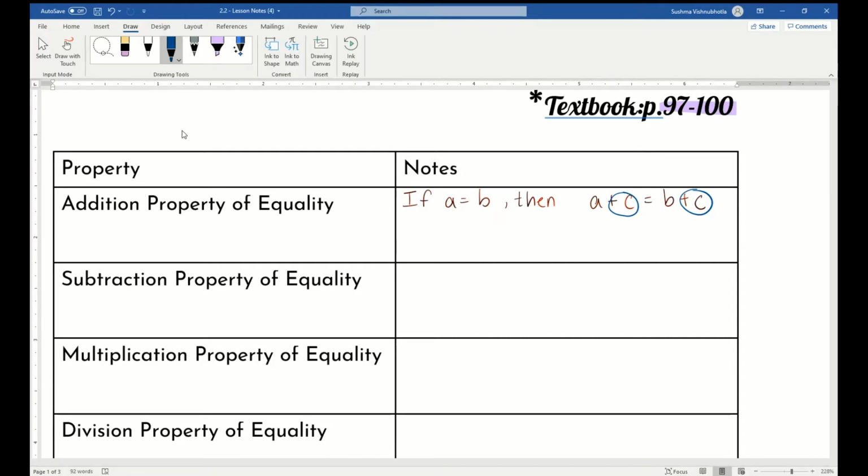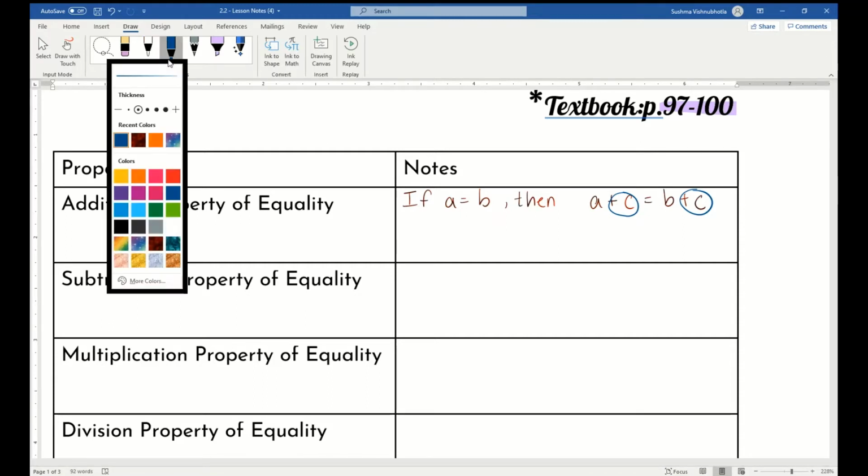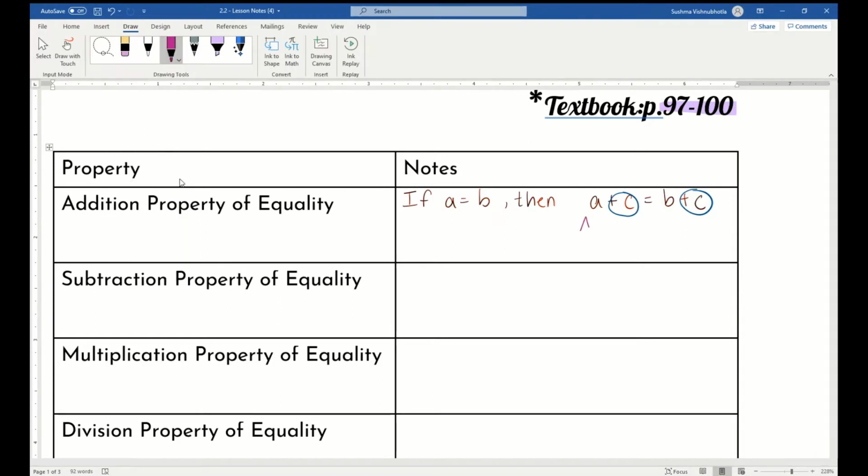Now, we've seen this when we've solved equations in class, but in geometry, this could also look like adding segments. So if you have two quantities, AB equals CD, and you're adding, let's say, BC to both sides, this is still the addition property of equality, because you're comparing quantities with an equal sign.